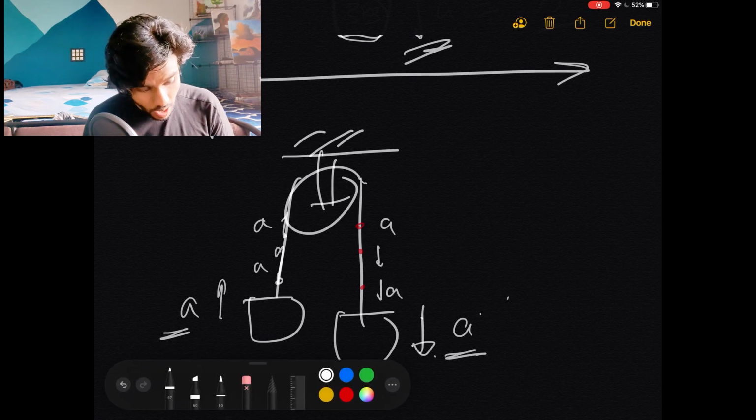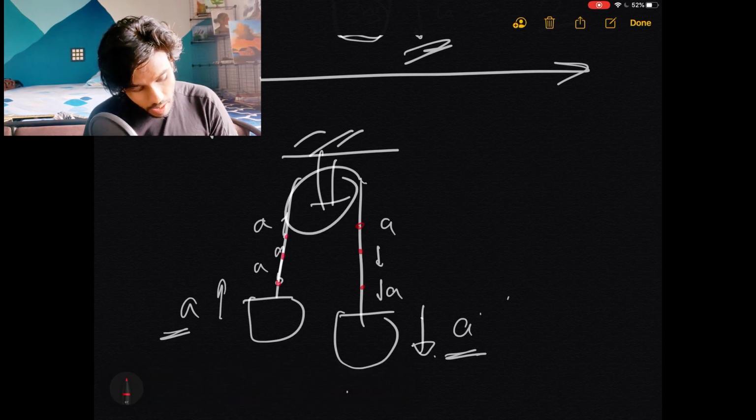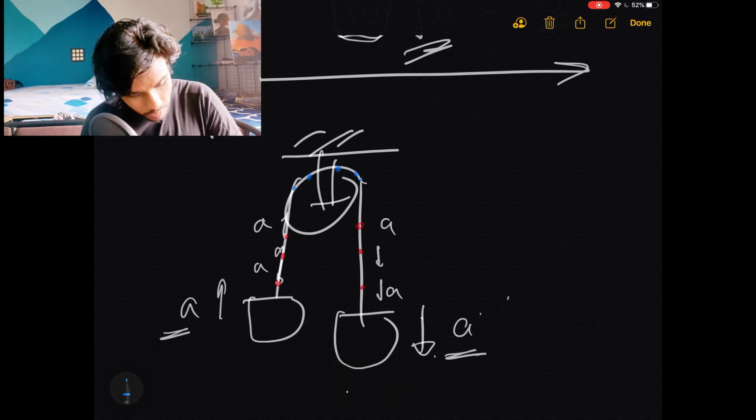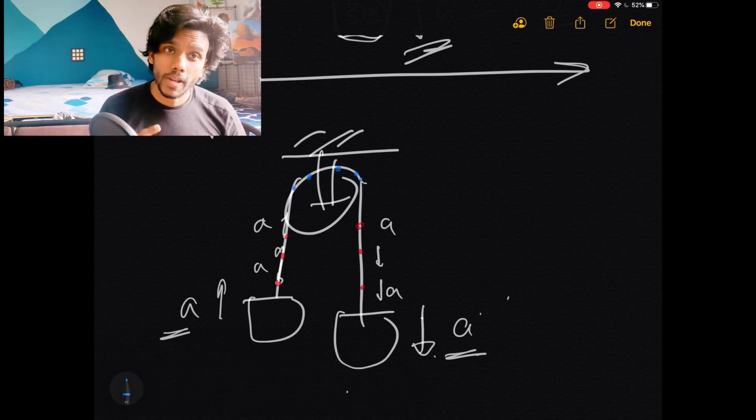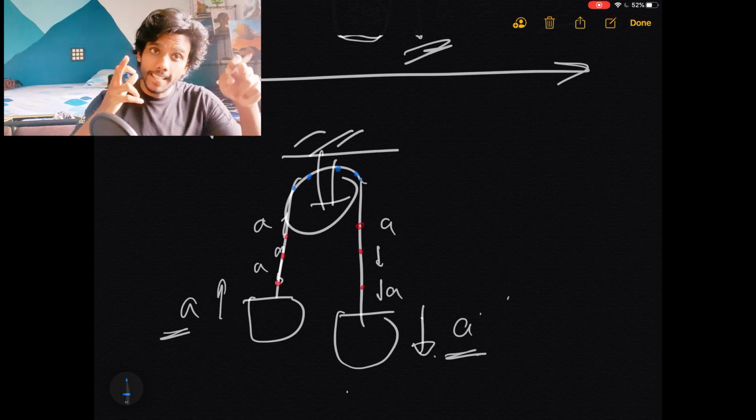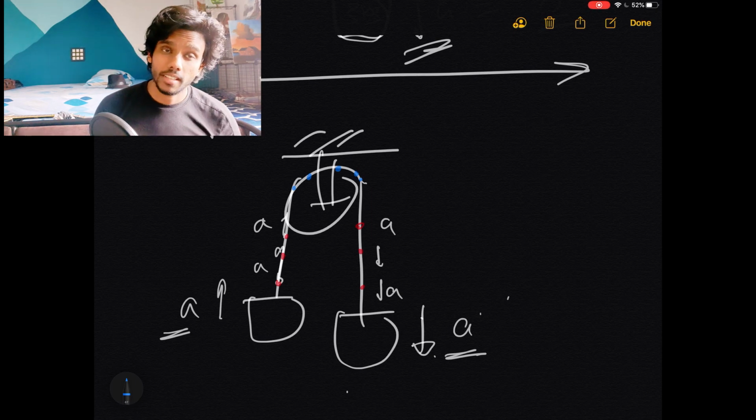But my question is not about these points. My question is about the points on the pulley. Now, do they also have the same acceleration? That is the question, guys. All the points on the pulley, do they have the same amount of acceleration or not?